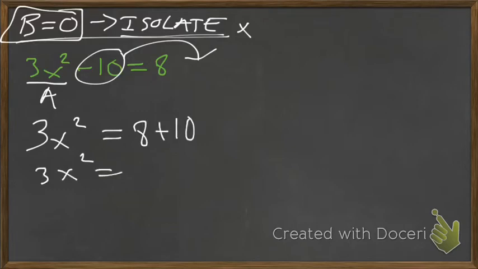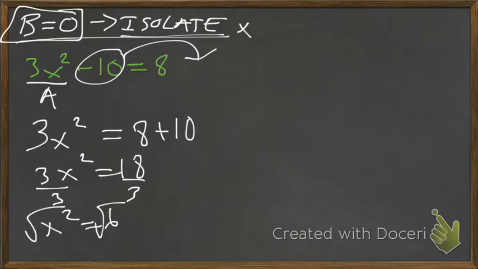3x squared is equal to 18. Divide each side by 3. x squared is equal to 6. So if I take the root of both sides, what do I get when I take the root of 6? Well, I'm going to use a calculator for that because I can't really think of it. So I end up with root of 6 equaling 2.4. I'm just going to do 2.45.